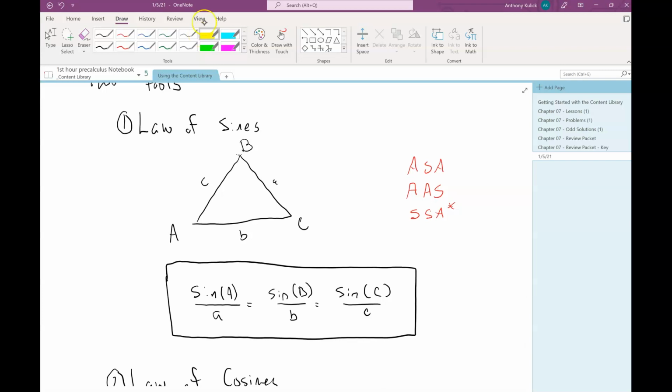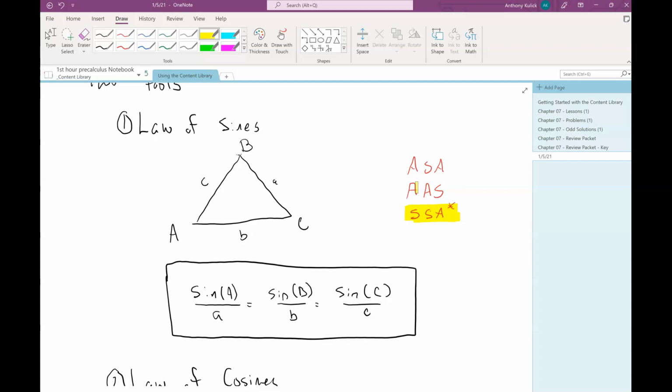Now, hopefully, we're writing these down. You see side side angle and you go, wait a second, Mr. Kulik, that was definitely not a triangle congruence or similarity theorem. I remember because it makes a swear word and that wasn't one of the theorems. And you're right. The reason this has the asterisk by it is because in that situation you can get more than one answer. Weird.